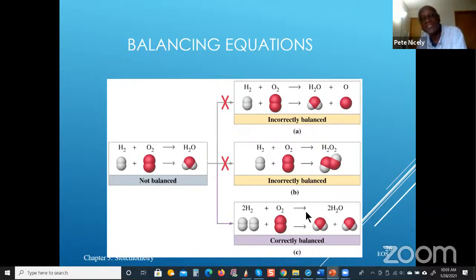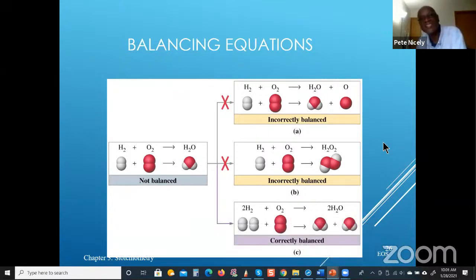And as you can see here in this last example, what this person did was add a coefficient of 2 here and a coefficient of 2 here, right? And in so doing, now we have a balance because we have 4 hydrogens on this side, 4 hydrogens on this side, 2 oxygens on this side, and this 2 here multiplied this oxygen by 2. So therefore now we have a correctly balanced equation.